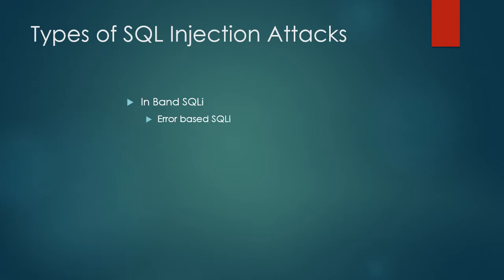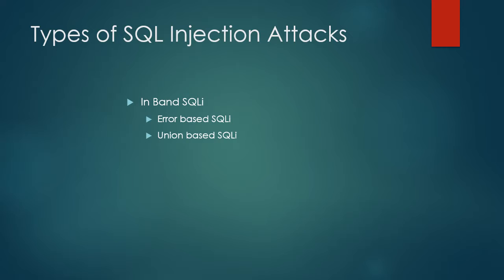A type of in-band SQL injection attack is known as error-based SQL injection attack. Here, basically an attacker relies on error responses from the database to collect info about its structure. Another type is called union-based SQL injection. In this attack, the UNION SQL operator is used to combine multiple results which are returned in a response.